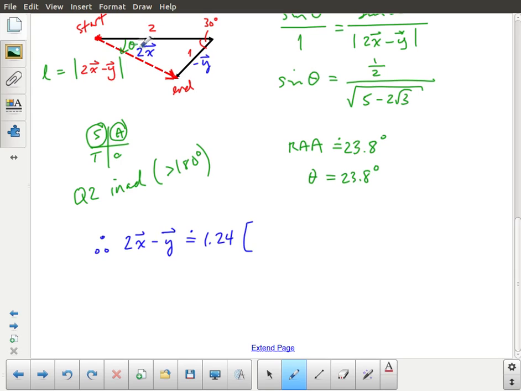So how can I describe this? This is the angle 23.8 degrees, and the angle is this way, which is clockwise. So we say 23.8 degrees clockwise to the vector x. It's still kind of awkward, but it does the trick.